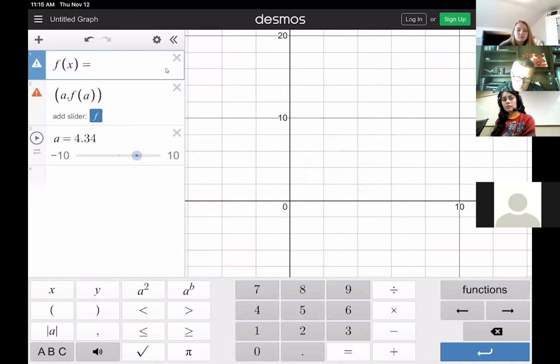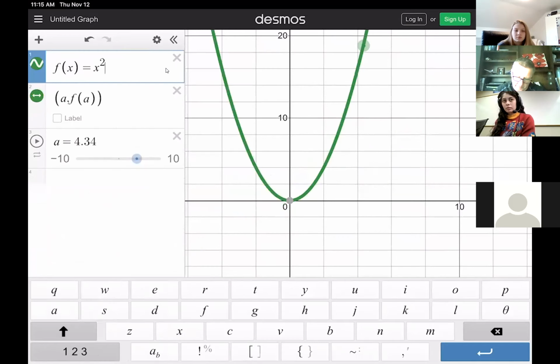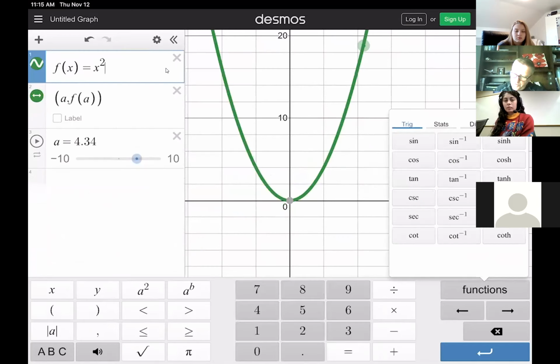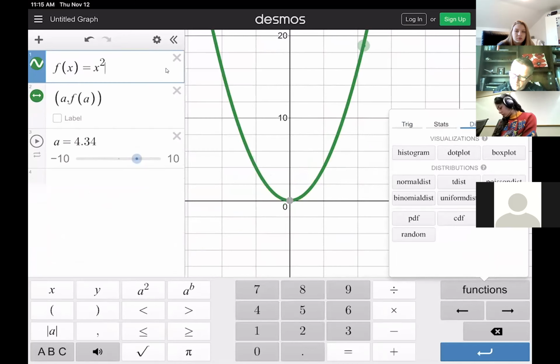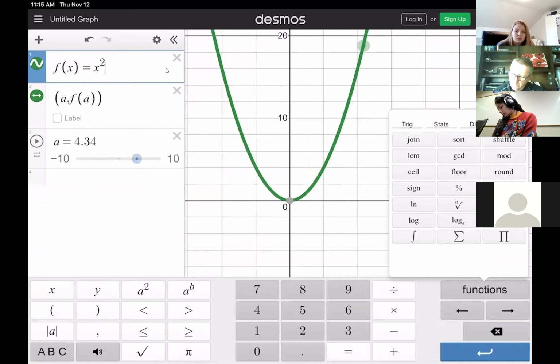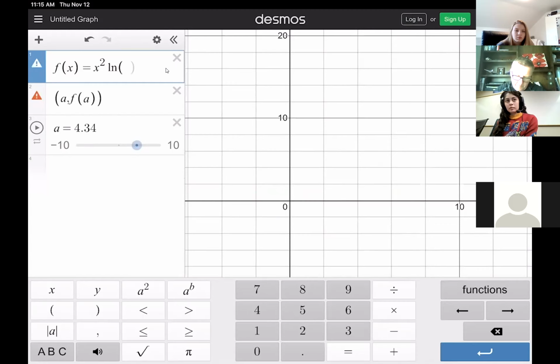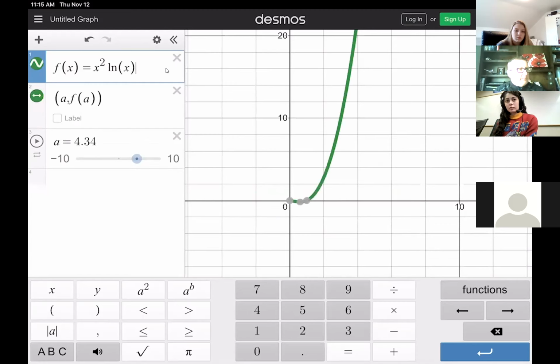So x squared natural log, that's not where natural log is, it's under function. I think I can just type ln for natural log, but I'm just gonna go find it. Log, there it is, natural log of x. So there's the graph. Is that right? Is that what we just found?